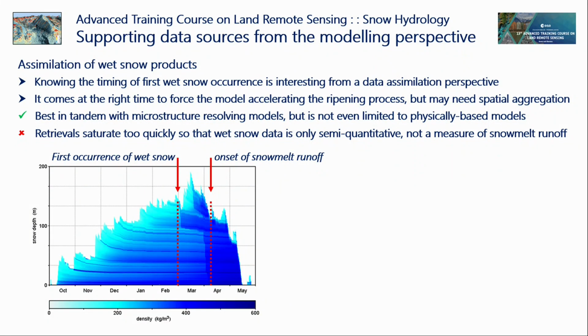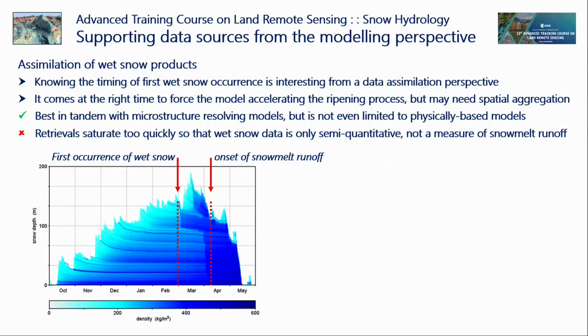It's best in tandem with a microstructure-resolving model, because you see liquid water content in the top 1, 2, 3 centimeters already, and the better your model can resolve that as well, the better. Otherwise, if you have a bulk model, you will not have liquid water content if there's in fact just a centimeter of wet snow on top of the snowpack. So to close the gap between the sensitivity of the remote sensing product and the model, you better have a fine vertical resolution in the model.